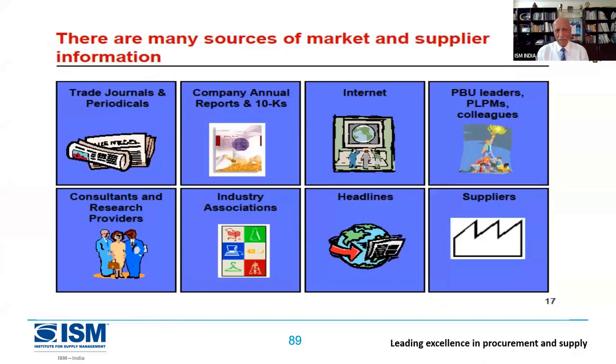So trade journals, periodicals, company annual accounts, internet, colleagues, your own college colleagues, the business units' colleagues, suppliers, headlines, industry associations, like CII we have in India, and in the same way we have them in other countries. So we could tap them also.